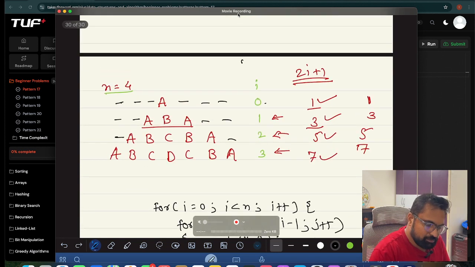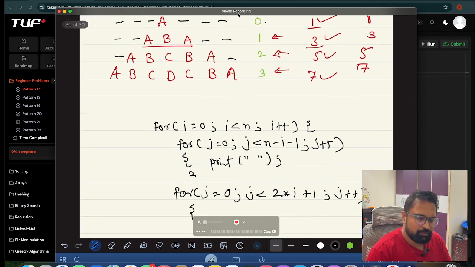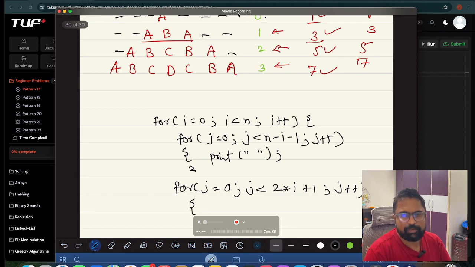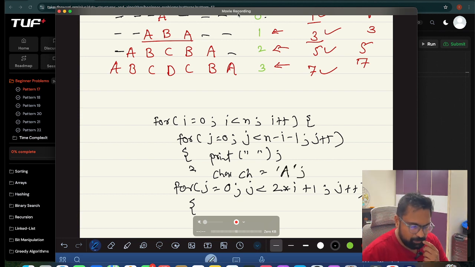And what are we printing? The alphabetical characters, A, B, C. We have seen in the previous example that we can take a character as a, and then a plus 1 we can do and print b, a plus 2 we can do and print c. That way only we will try to print it here. So let me take one character, char ch equal to a.